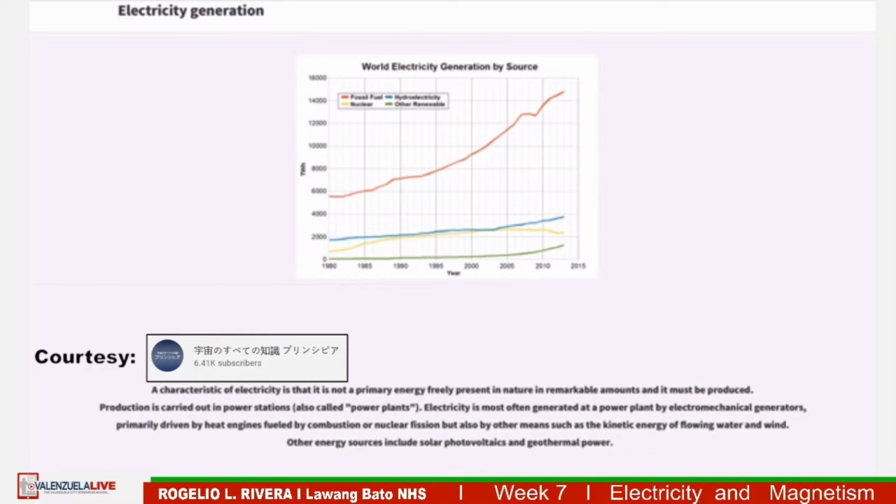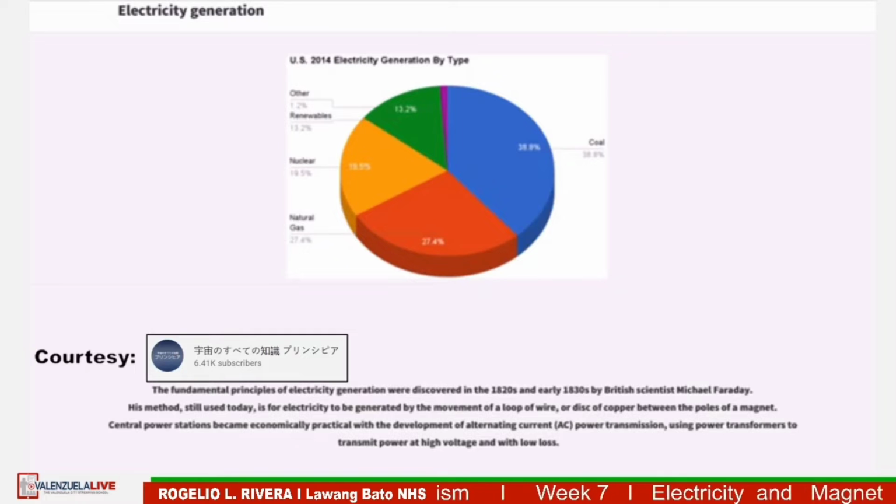Electricity is most often generated at a power plant by electromechanical generators, primarily driven by heat engines fueled by combustion or nuclear fission, but also by other means such as the kinetic energy of flowing water and wind. Other energy sources include solar photovoltaics and geothermal power. The fundamental principles of electricity generation were discovered in the 1820s and early 1830s by British scientist Michael Faraday. His method, still used today, is for electricity to be generated by the movement of a loop of wire, or disc of copper between the poles of a magnet.